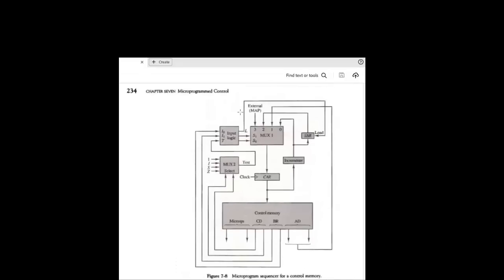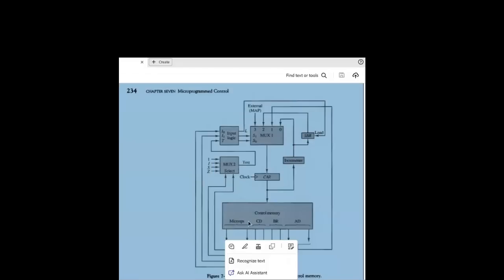Now see, in this figure there are 2 multiplexers. One multiplexer is already known to you. This is the first multiplexer which selects an address from one of the 4 sources, and out of these 4 any one would be redirected towards the CAR, that is control address register. Now the second multiplexer over here tests the value of the selected status bit.